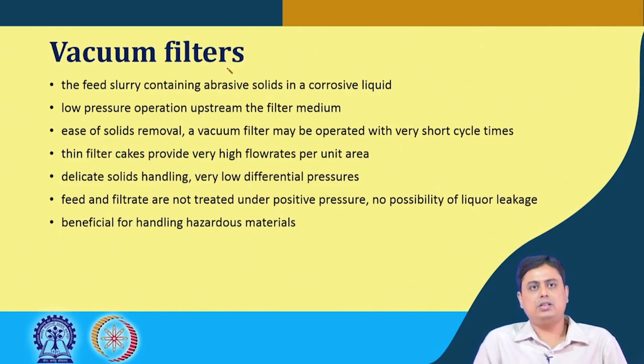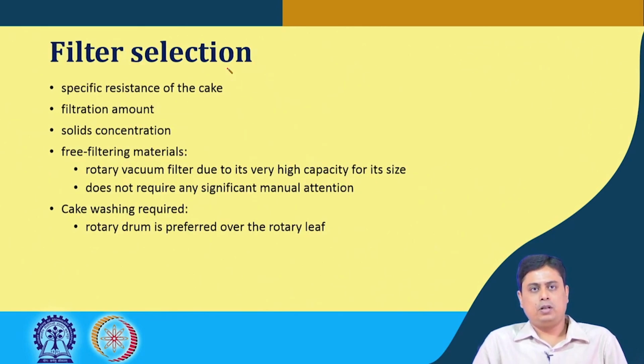There are different variations and configurations of vacuum filters. One of the popular ones is the rotary vacuum filter. So, to sum up, filter selection depends on three main criteria: the specific resistance of the cake, filtration amount, and solids concentration. These three would dictate your choice of filtration equipment.